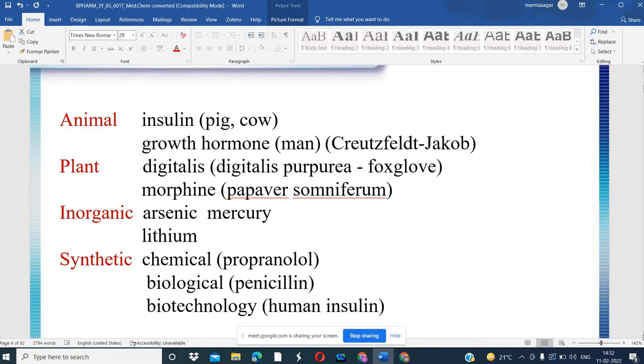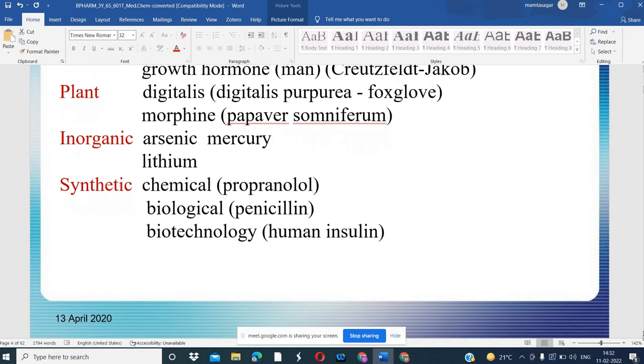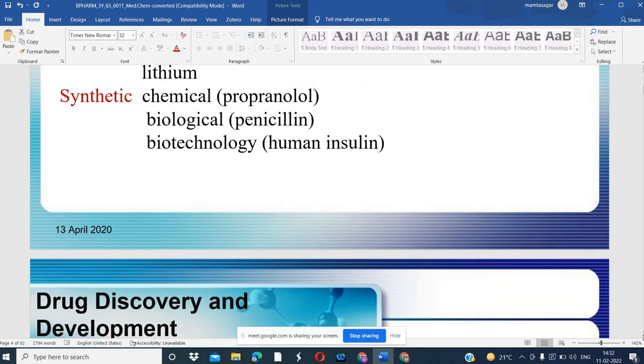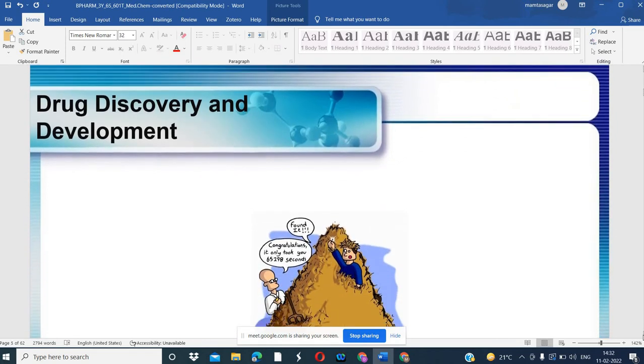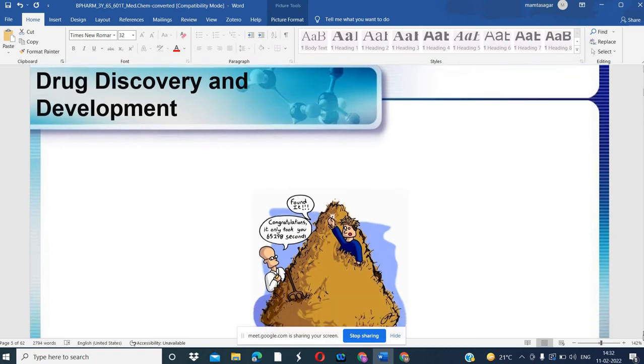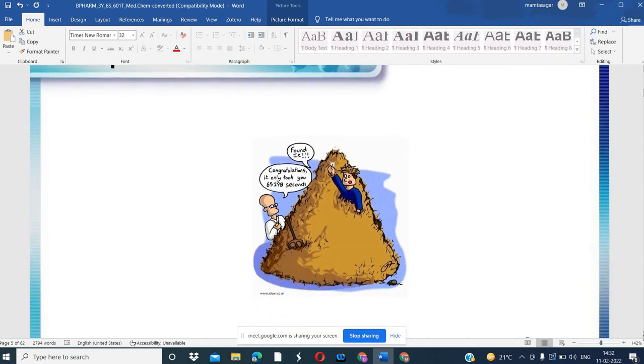Okay, so these are all different types of drugs. Means you can define in your own terms, whatever you know, how much you know, you can define what a drug is. Now we are going to discuss the drug discovery and development process. How can we do this? This is a difficult process.